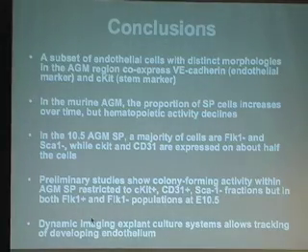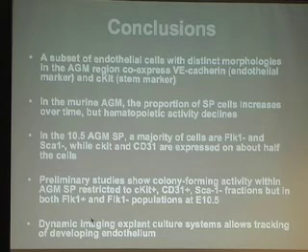And so in conclusion, what I've shown you today is, one, a subset of endothelial cells with distinct morphologies in the AGM region co-express VE-cadherin and c-KIT. Two, in the murine AGM, the proportion of SP cells increases over time, but hematopoietic activity appears to actually decline. Three, in the 10.5 AGM SP fraction, a majority of the cells are negative for FLIC1 and SCA1, while c-KIT and CD31 are expressed on about half of those cells.